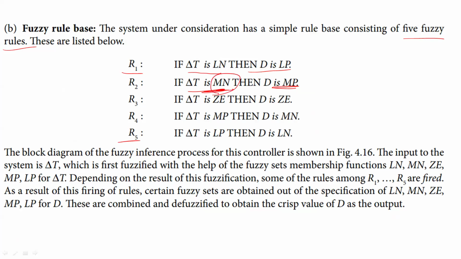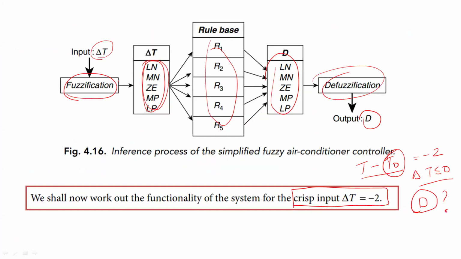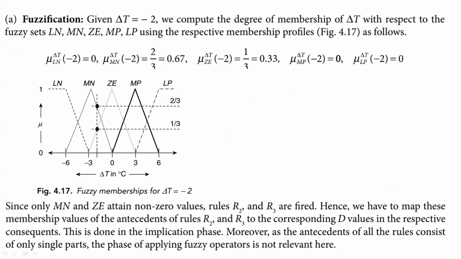So only Mn and ZE is active, right? So only rule 2 and 3 will be firing. R1, R4 and R5 are not active, so we will not be using them. Only R2 and R3 will be used.